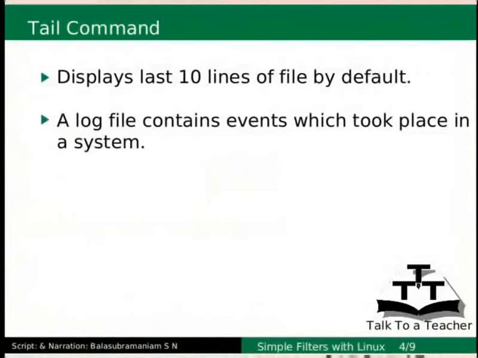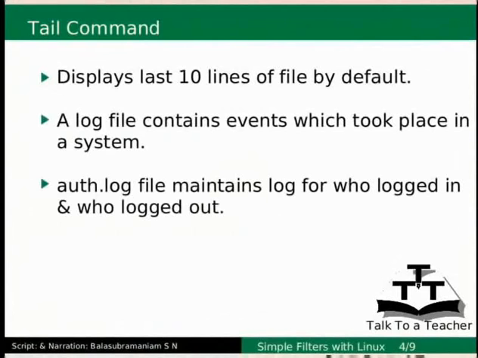A log file contains events which took place in a system. Auth.log file maintains logs for who logged in and who logged out. The most useful option of a tail command is to use the -f option to follow the tail of a log file. If a new line is appended to the log file, the tail command will take that as the last line and display 10 lines by default above it.